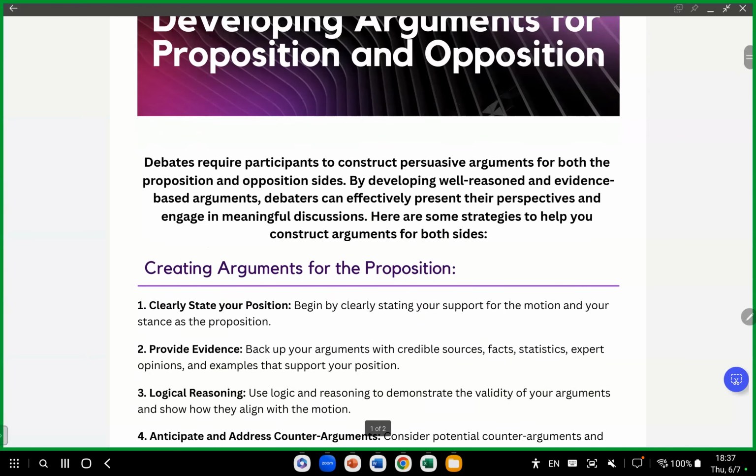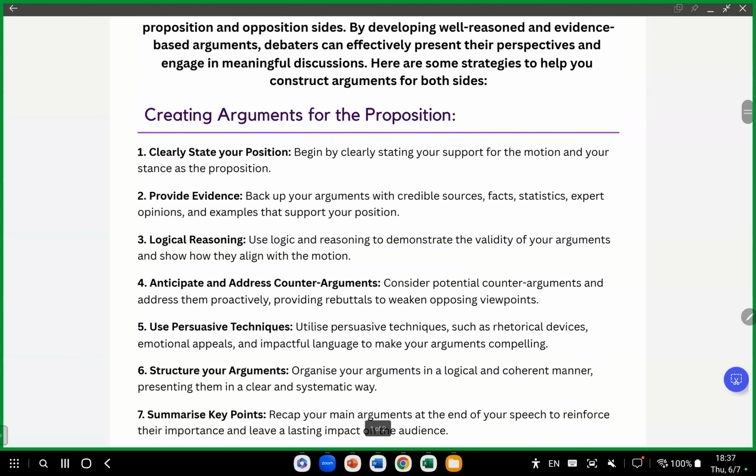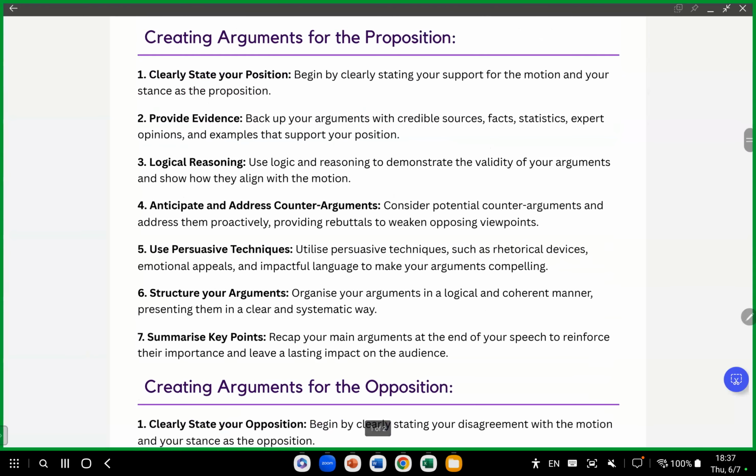So, first of all, we're going to look at some strategies for how to create arguments for the proposition team. So first of all, we need to clearly state our position. As soon as we start talking, we need to let the judges and the audience know that we support the motion and that we are the proposition. So that's important. Right off the bat, we need to let everybody know what side we're on and what we're arguing for.